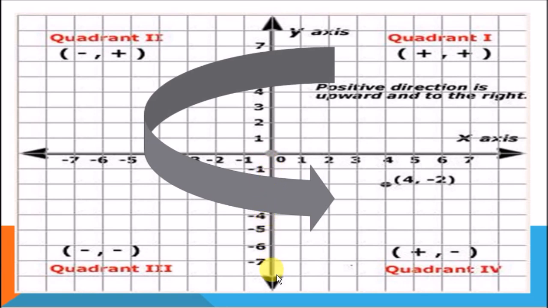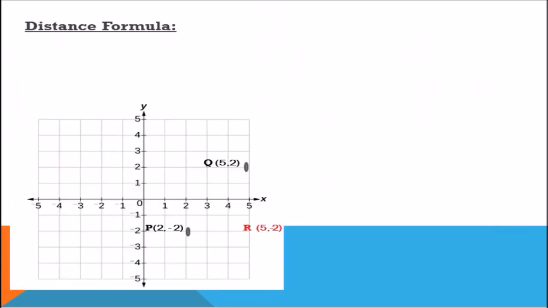Let us start with the first topic of the chapter, and that is distance formula. So for that, let us take any two coordinates. So we are taking P(5, 2) and Q(2, -2). Remember, whenever we are denoting the name of a coordinate, we should always use the uppercase of the English alphabets. So that's why capital P and capital Q, always capital letters.